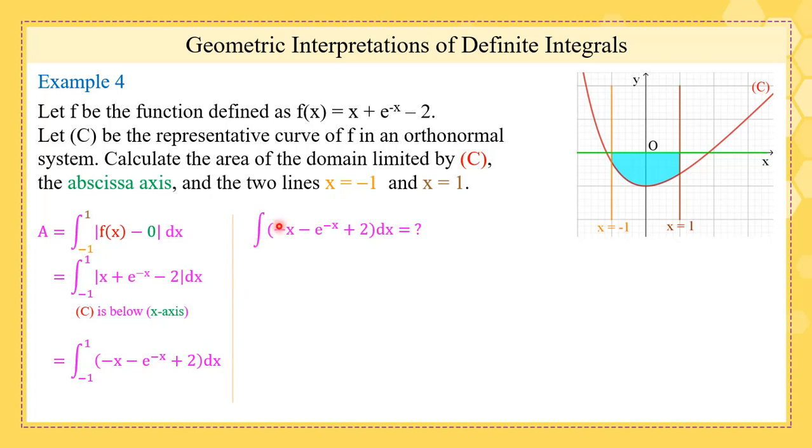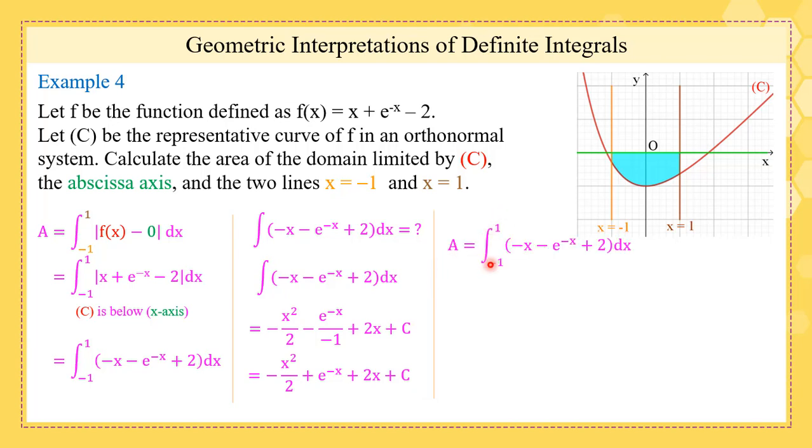Now we want to solve the integral of minus x minus e^(-x) plus 2 dx. The integral of minus x is minus x squared over 2. The integral of minus e^(-x) is minus e^(-x) over minus 1, plus 2x plus constant, which is equal to minus x squared over 2 plus e^(-x) plus 2x plus c. Then A equals the integral from minus 1 to 1 of minus x minus e^(-x) plus 2 dx, equal to the antiderivative between minus 1 and 1.